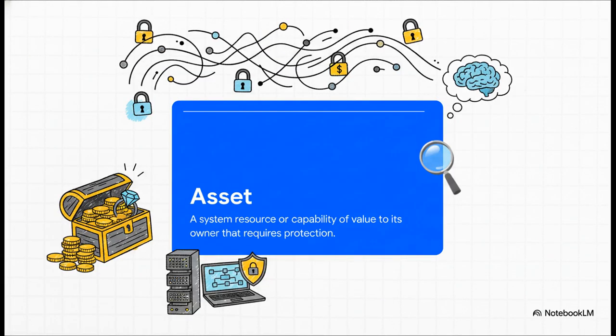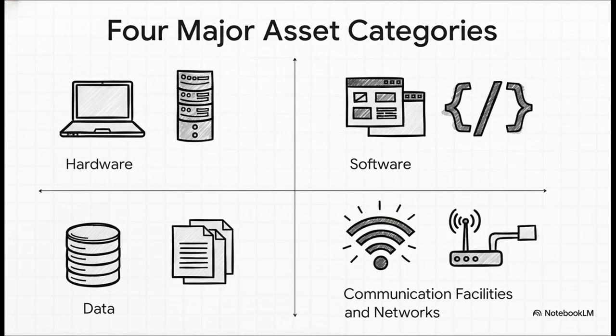Well, in the world of cybersecurity, anything that has value is called an asset. And look, this is a simple idea, but it's incredibly powerful. An asset isn't just about money or big company secrets. Nope, it's any resource, any capability that matters to you or your business and is worth protecting. And these assets, they pretty much fall into four main buckets.